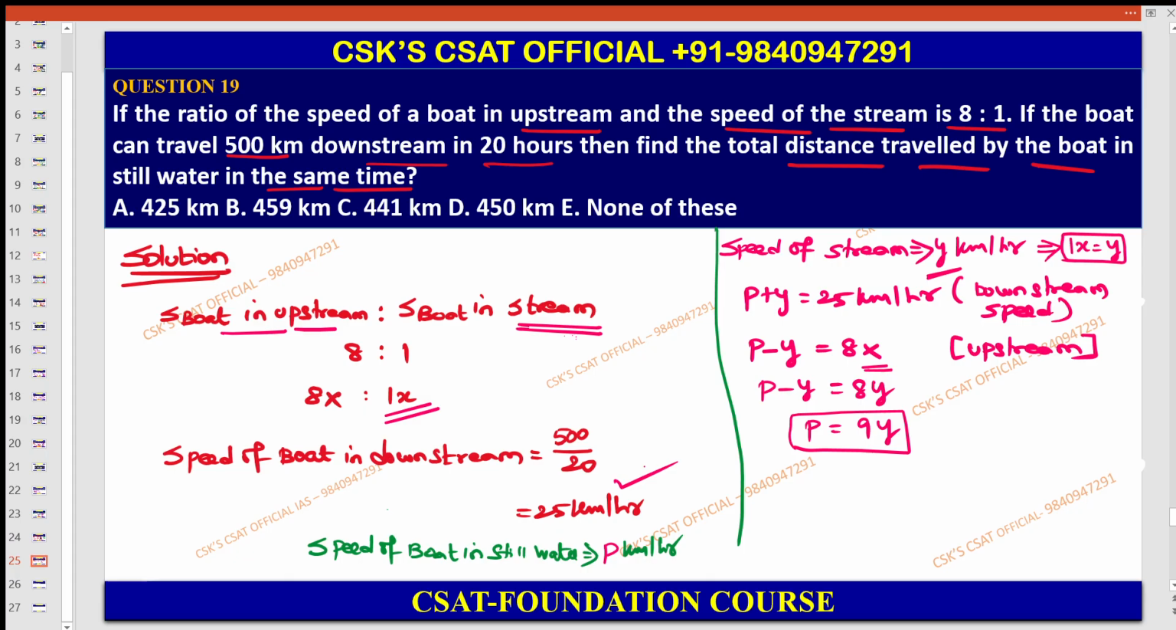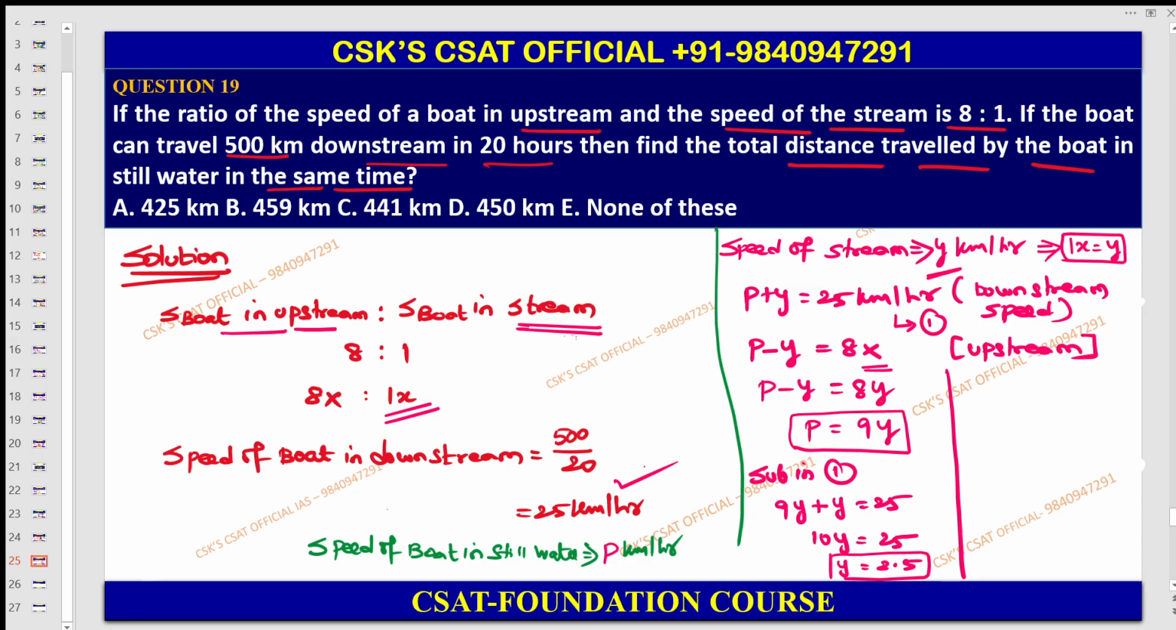So now, after knowing the value of p, you can substitute this value of p in this equation, substitute in 1. So 9y plus y is equal to 25. 10y is equal to 25. y is equal to 2.5. So what have you found here? You have found the speed of the stream.